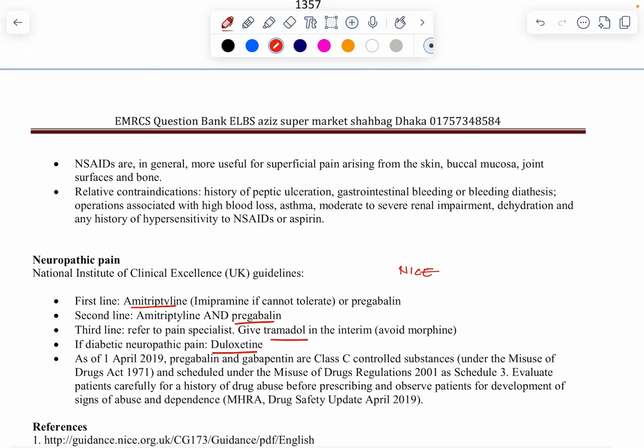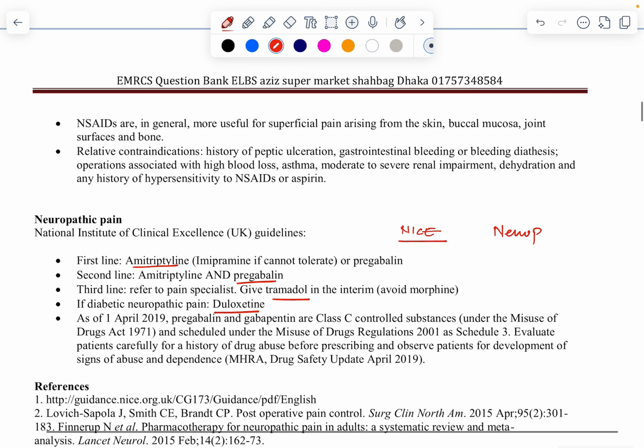guidelines for neuropathic pain: amitriptyline or pregabalin first. Second, you add amitriptyline and pregabalin. Third, refer to the pain specialist, use tramadol in the interim, avoid morphine. Then duloxetine. First, pregabalin, a class D controlled drug under the Misuse of Drugs Act.